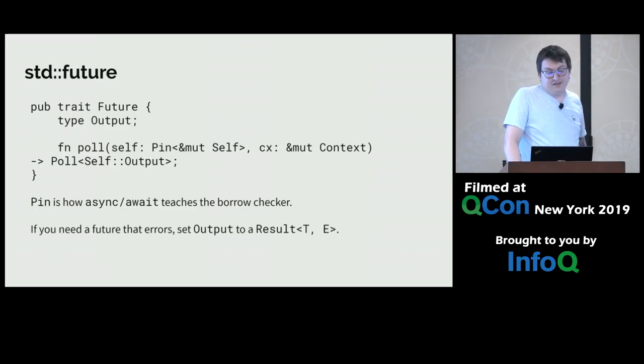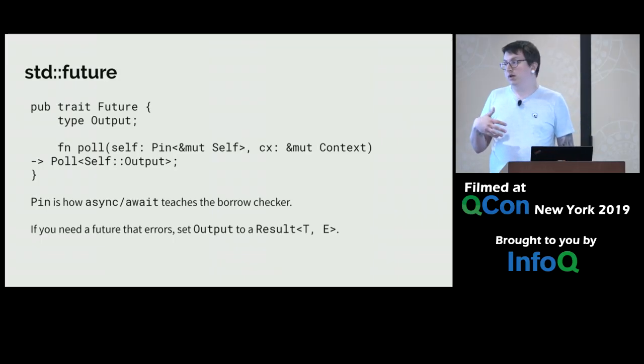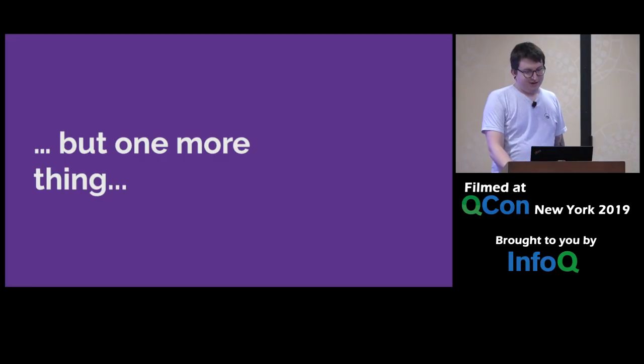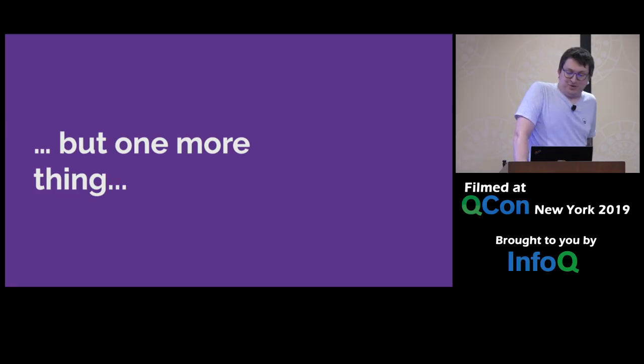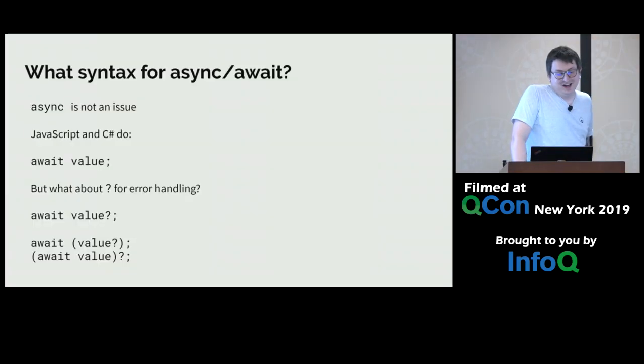And then finally, if you need a future that has an error, you just compose our regular old result type as the output type. And so futures that don't have errors are fine. Futures that do have errors still work. Life is good, right? No, it turns out there are more problems.